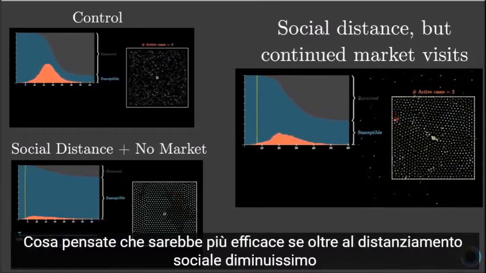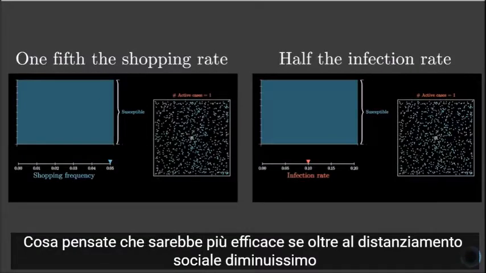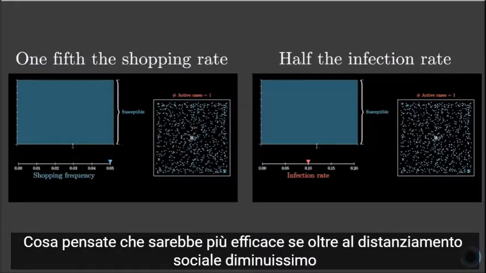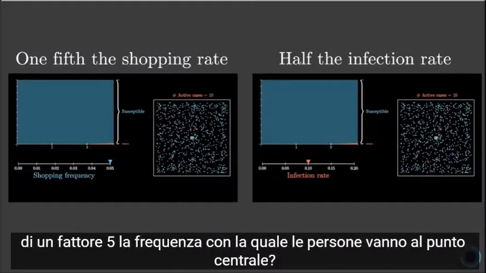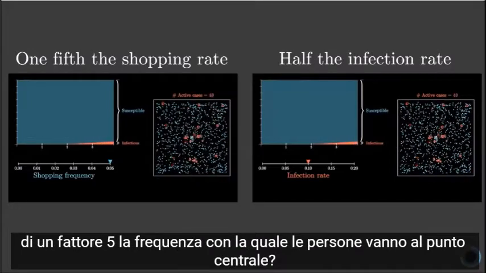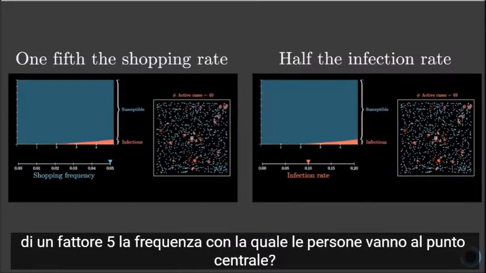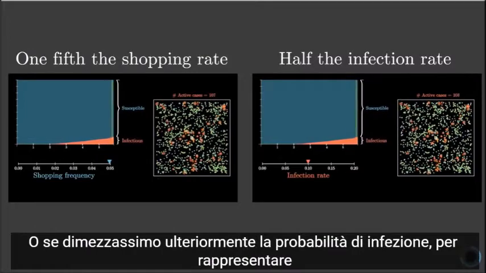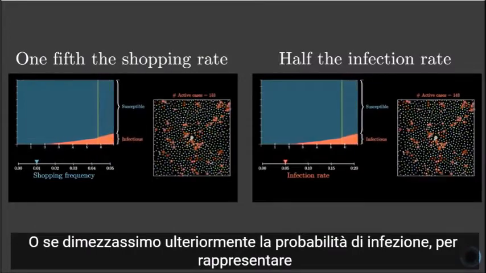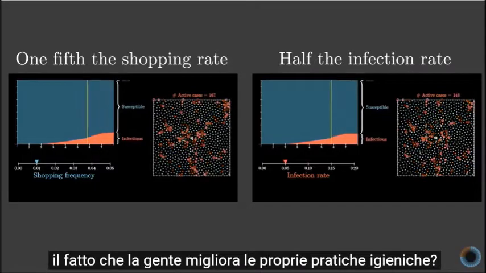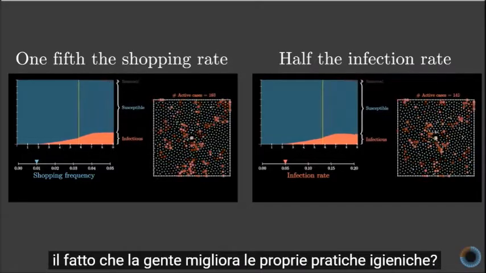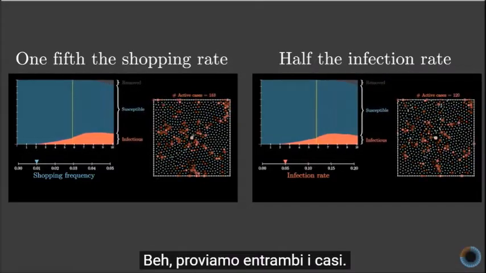Now let me ask you to make a prediction. What do you think will be more effective? If, on top of that social distancing effect, we decrease the frequency with which people go to that central spot, maybe by a factor of 5, or if we chop the probability of infection down by another factor of 2, for example, meaning people are super extra cautious about washing their hands and not touching their face.